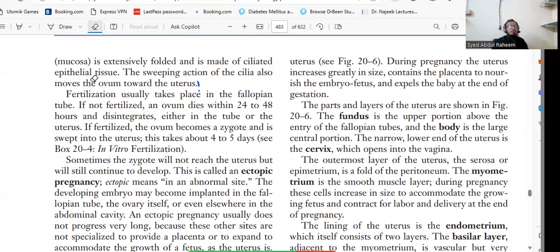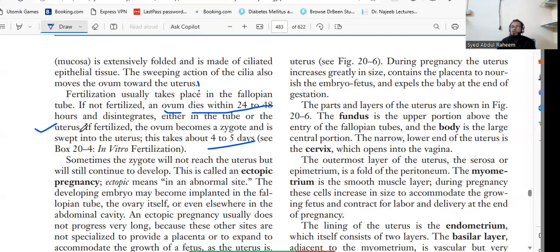Next, what will happen? Fertilization usually takes place in the fallopian tube. If not fertilized, the ovum dies within 24 to 48 hours and disintegrates either in the tube or the uterus. If fertilized, the ovum becomes a zygote and is swept up into the uterus. This takes about 4 to 5 days. So here the ovum came, and if the sperm comes within 24 to 48 hours, fertilization will begin.